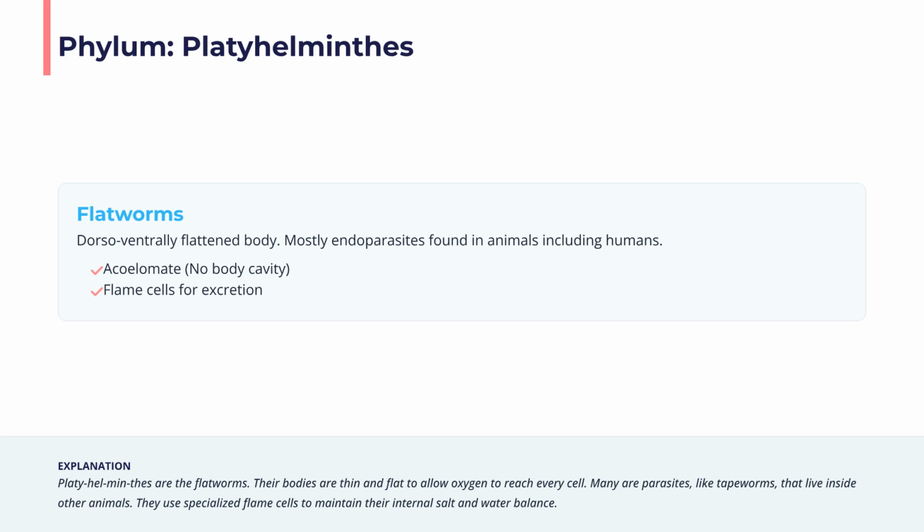Platyhelminthes, or flatworms, have dorso-ventrally flattened bodies, allowing oxygen to reach every cell. Many are parasites, and they use specialized flame cells for excretion.